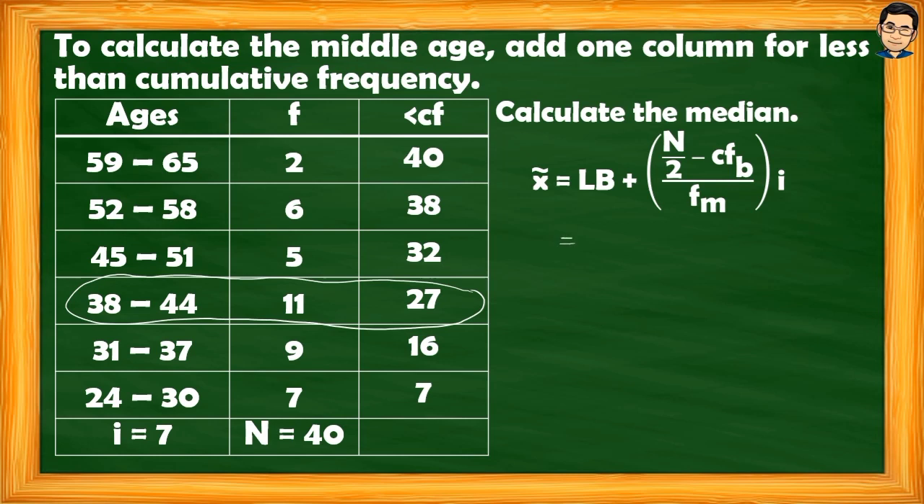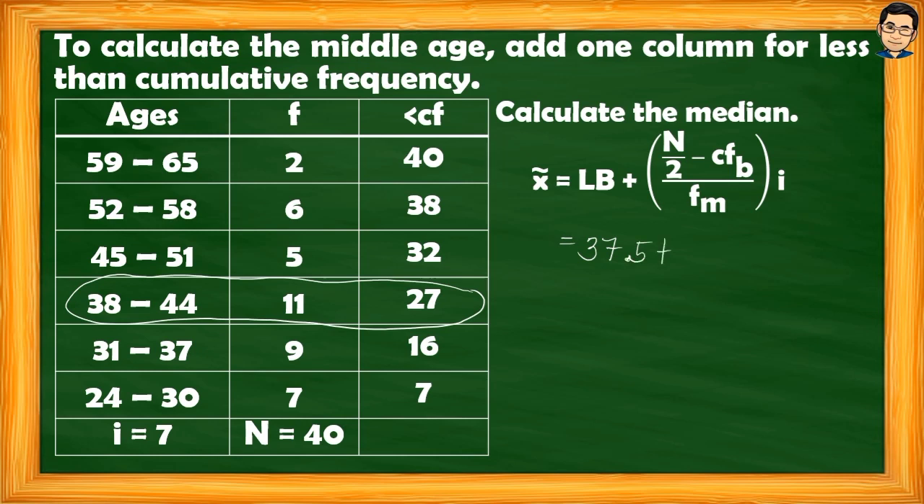Lower boundary. Okay. So, since yung 38 to 44 ang ating median class, makukuha po natin yung lower boundary kapag nag-subtract po tayo ng 0.5 dun sa lowest lower class limit. So, sa 38 to 44, ang pinakamababa natin is 38. Yung 44 naman yung pinakamataas. So, dun sa 38, mag-subtract tayo ng 0.5 and that will be 37.5.